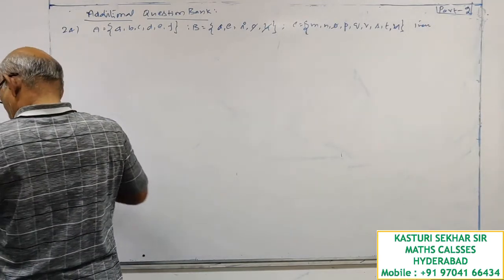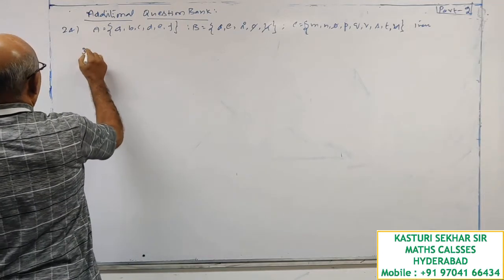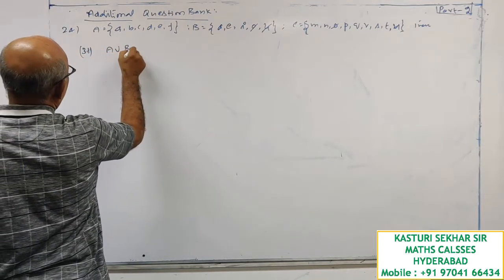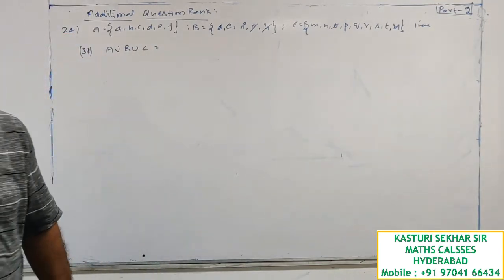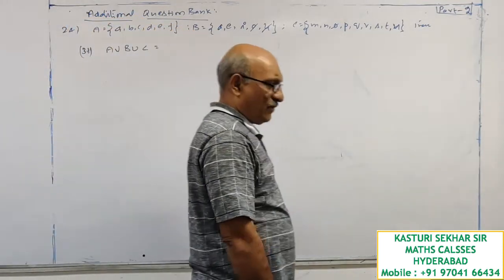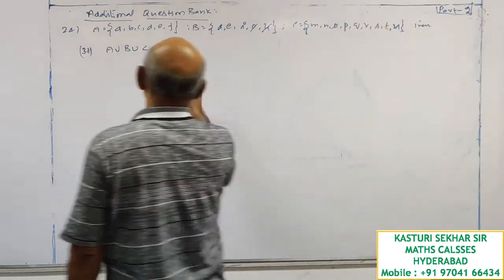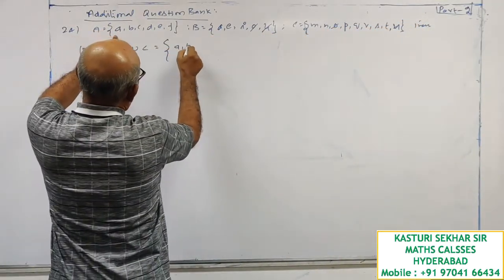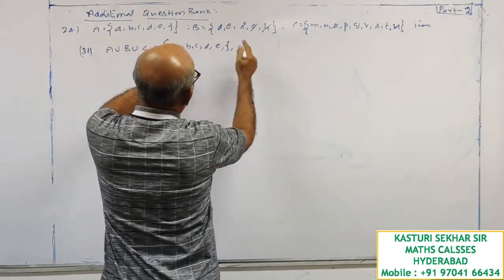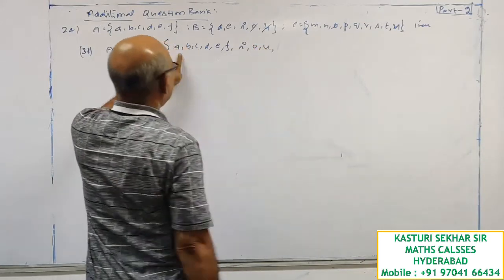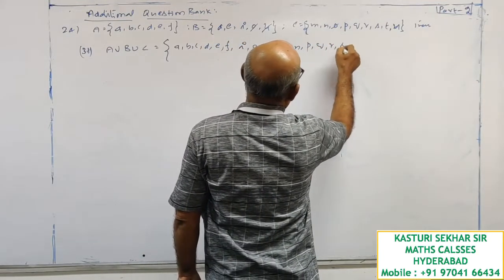Next, question number 31. A union B union C, with respect to question number 24. Elements which are in A or B or C or both. A, B, C, D, E, F. A, E already included. So I, O, U. Then it is M, N, P, Q, R, S, T.